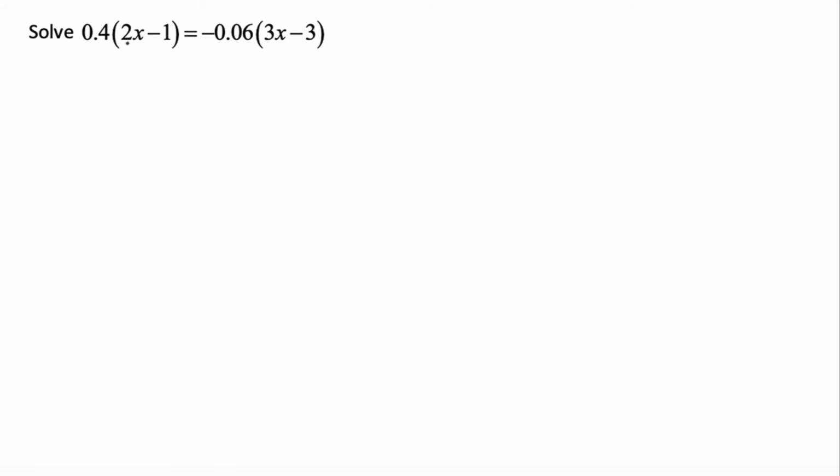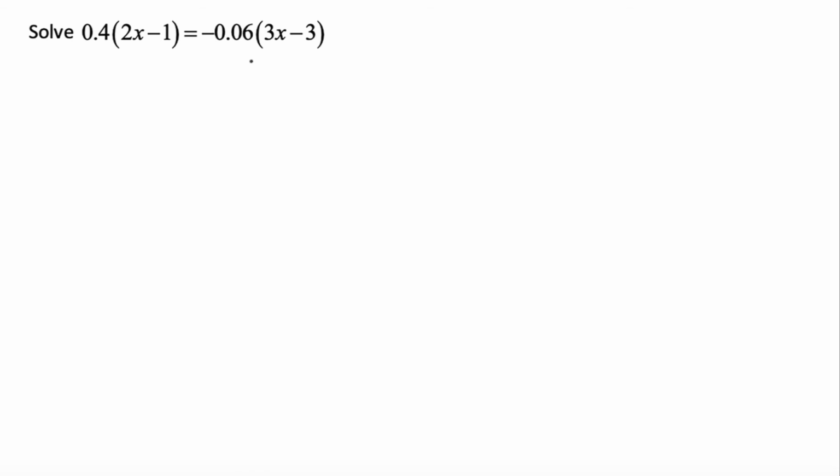Okay, so there's a couple ways to solve this, but in this case, I think I'm going to eliminate the decimals here. Remember, decimals are just a power of 10. So if you multiply these by a power of 10, we should be able to eliminate these decimals, right? Now let's look at this guy here. We call this 4/10. And what about this one? This is 6/100.